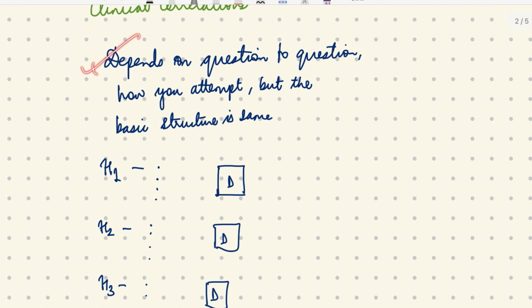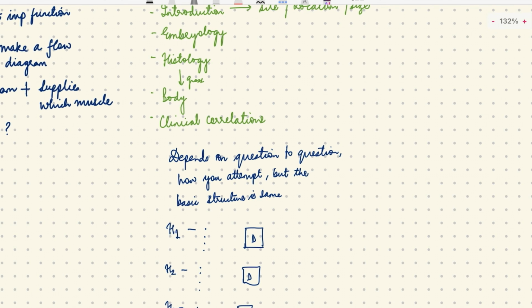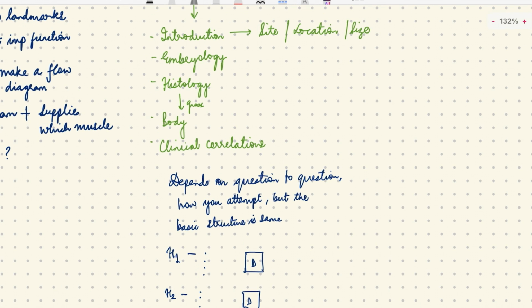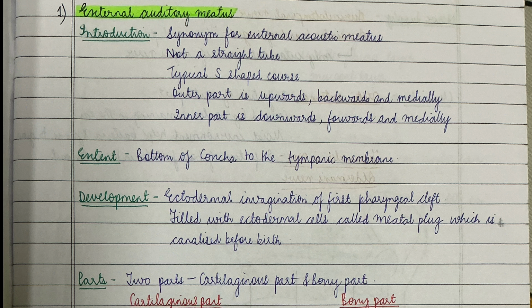Now again, I told you, how you attempt depends on the question, but the basic structure is the same. So the basic structure is you have to give an introduction, you have to provide the relevant embryology and histology, you have to give the body comprising what you really want to write down, and the clinical correlations, which are a must. Let's see one of my papers.